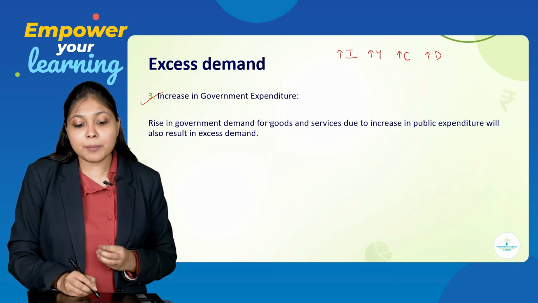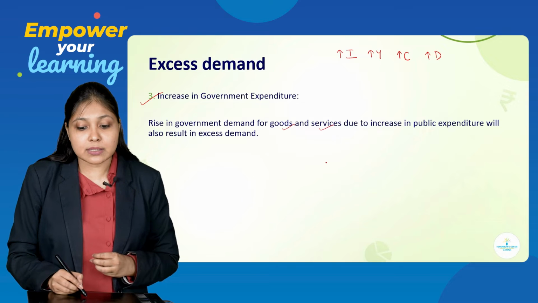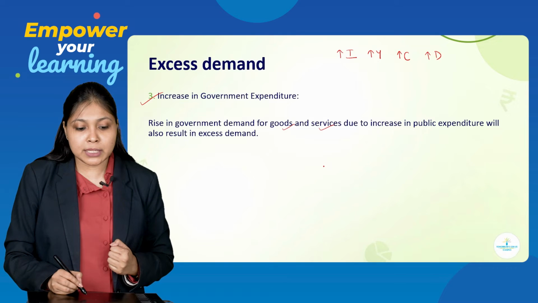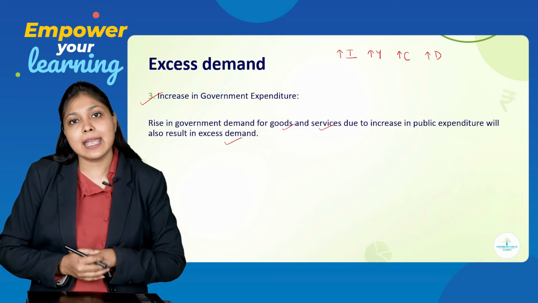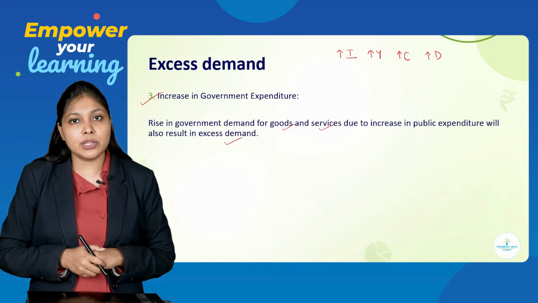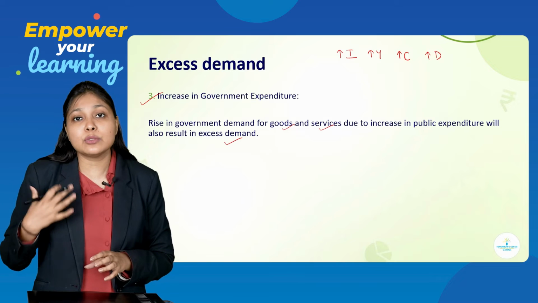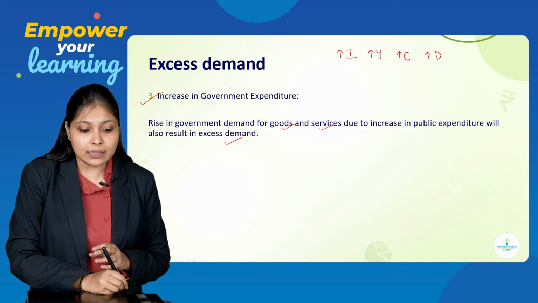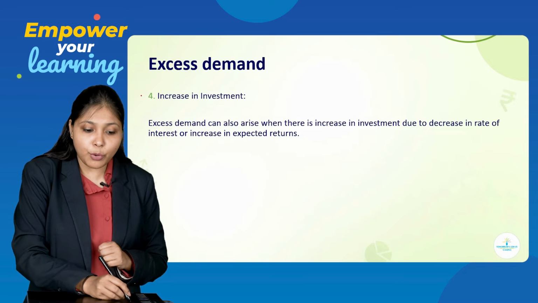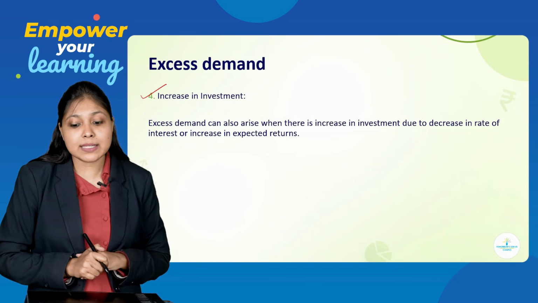So rise in government demand for goods and services due to increase in public expenditure will also result in excess demand. I already showed you the cycle, how it moves and how ultimately it leads to increase in aggregate demand. Fourth is increase in investment.